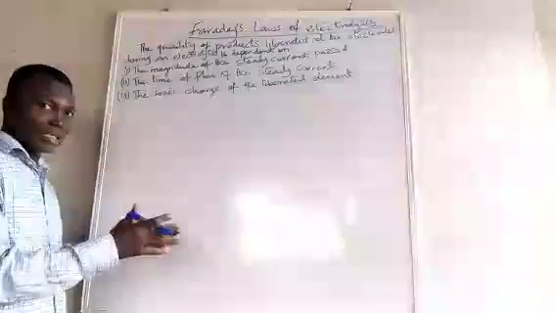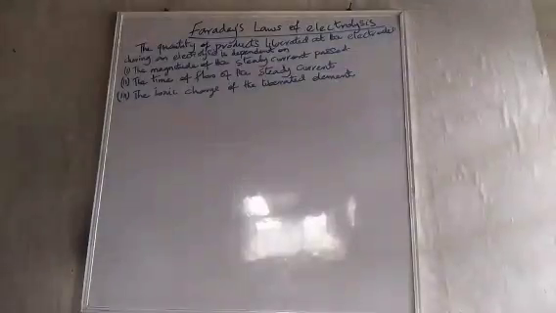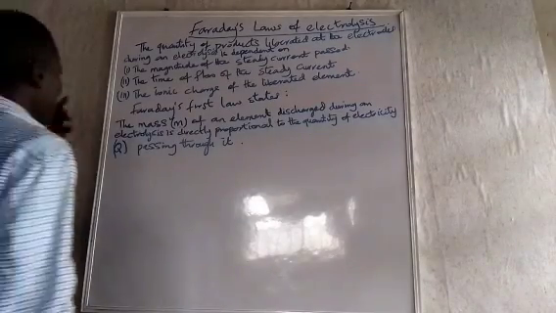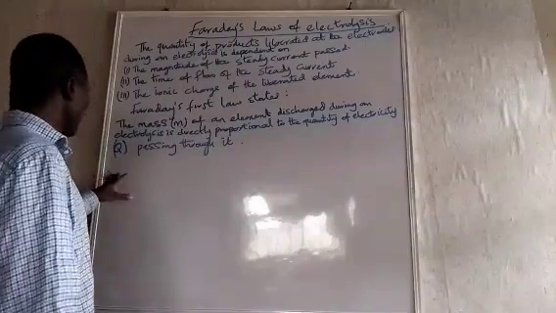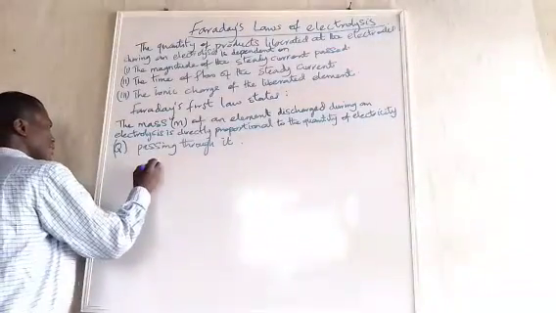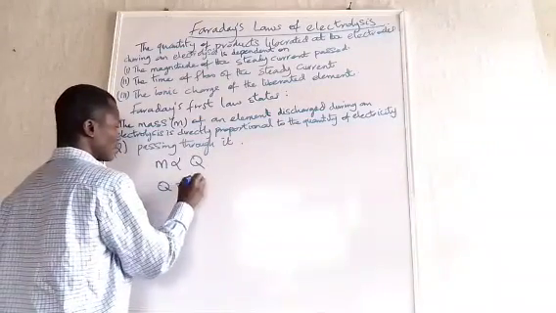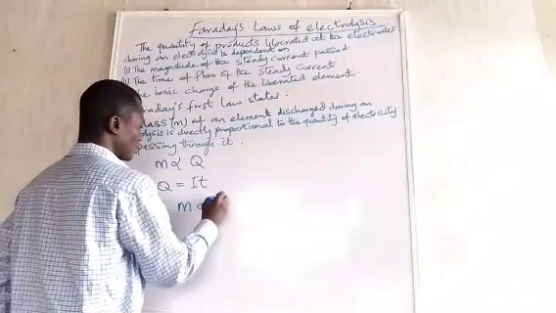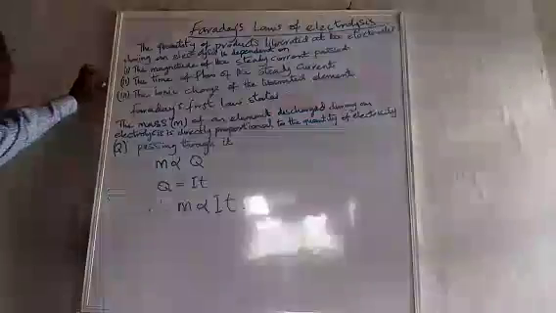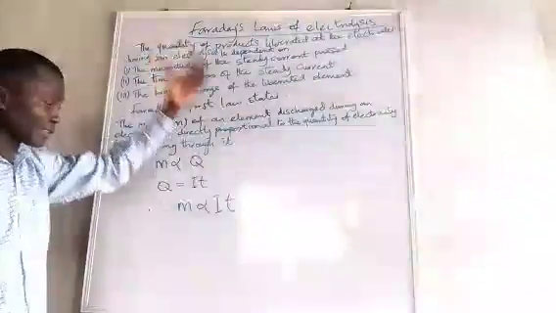This is encapsulated in Faraday's first law of electrolysis, and it states thus: the mass M of an element discharged during electrolysis is directly proportional to the quantity of electricity Q passing through it. So M is proportional to Q. I know that Q is equal to I times T, that is current times time. Therefore, M is proportional to I and T. This captures the first two parameters or conditions: the magnitude of the steady current passed and the time of flow of the steady current.